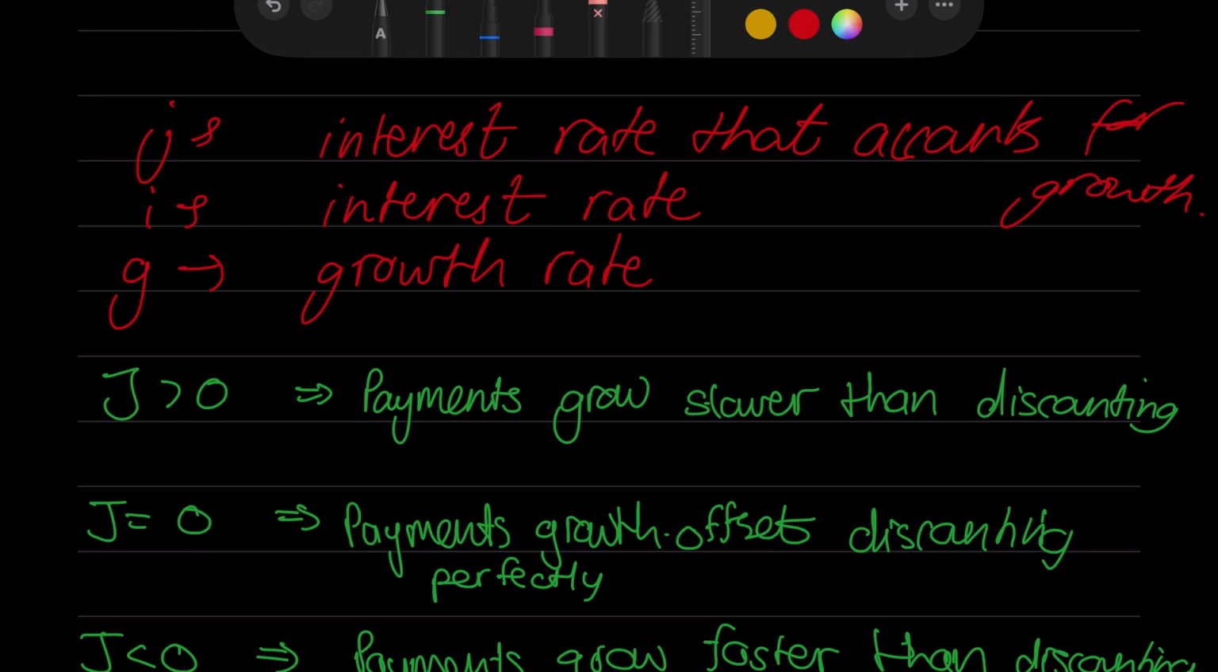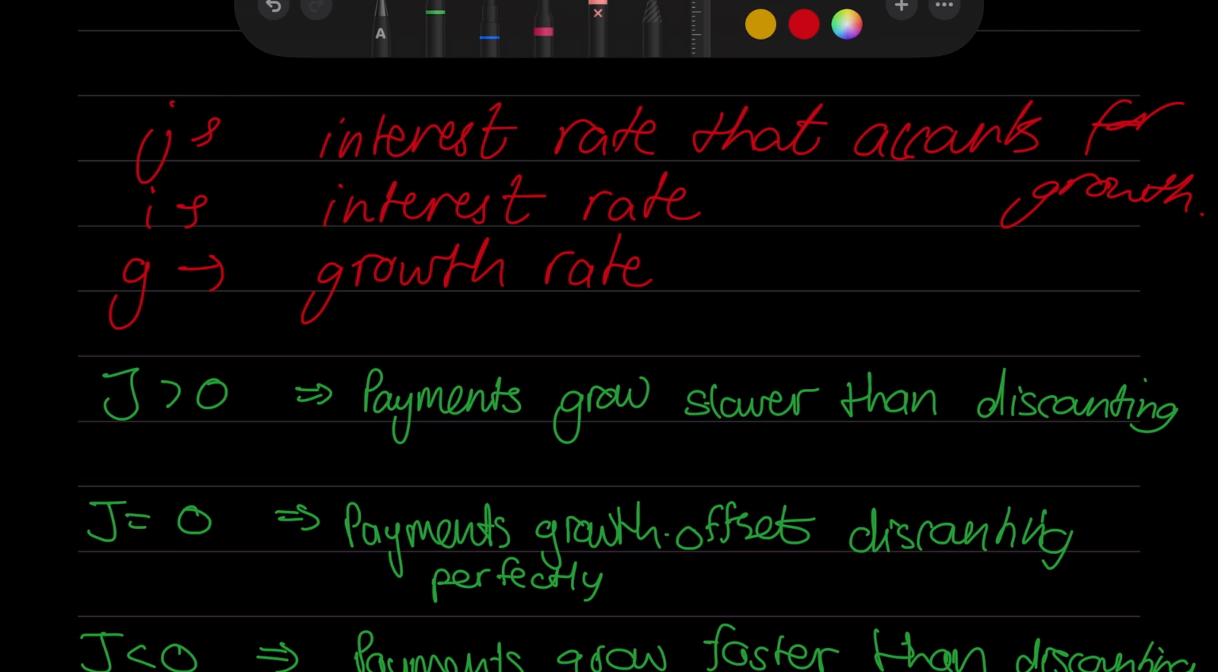So all that I've written here now is that when J is positive, the payments are growing slower than discounting. This means that the discounting is stronger, so our present value is going to be smaller. And then when J is equal to zero, the payment growth offsets discounting perfectly, meaning that each payment is going to be equal and we're not going to see growth. And then when J is negative, payments grow faster than discounting, which means that growth is going to be stronger and the present value is going to be larger, if that makes a bit of sense.